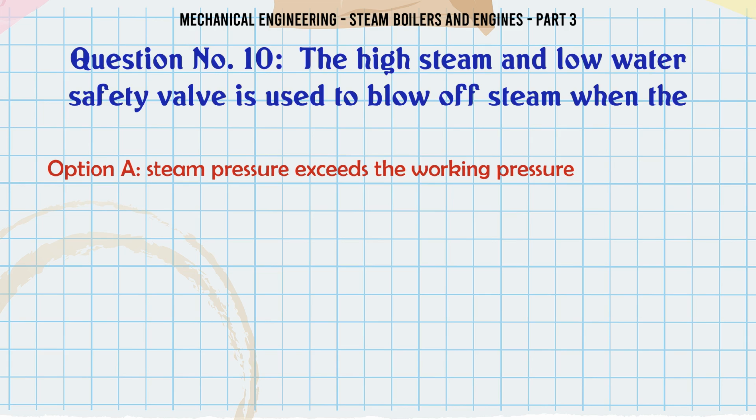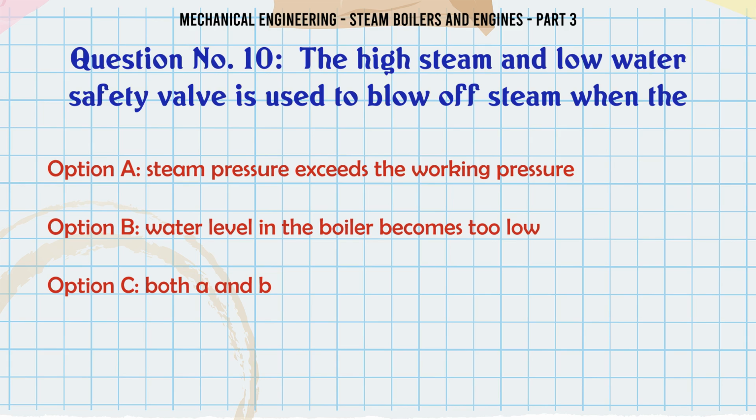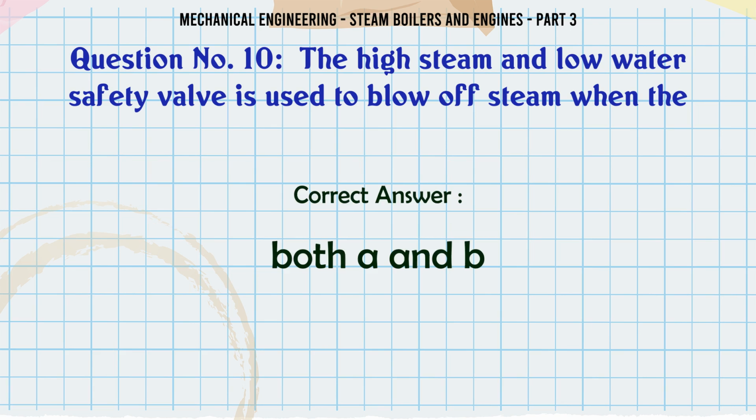The high steam and low water safety valve is used to blow off steam when the A. steam pressure exceeds the working pressure, B. water level in the boiler becomes too low, C. both A and B, D. none of the above. The correct answer is both A and B.